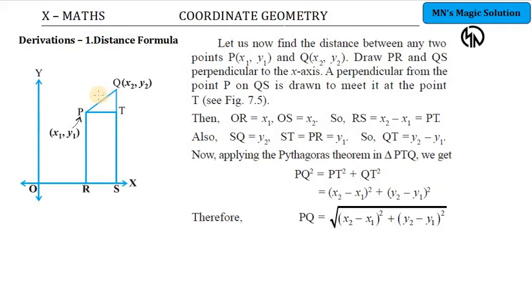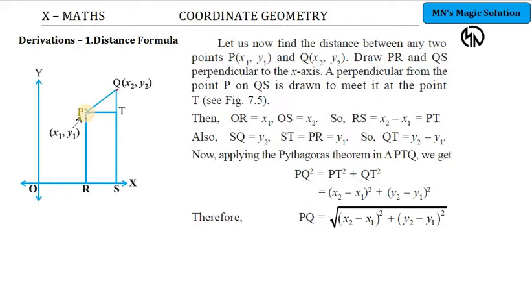Hi students, in this session we are going to learn about the derivation of the three formulas that we have come across in coordinate geometry. The first formula is the distance formula. So we are given two points P and Q. P's coordinates are x1, y1 and Q's coordinates are x2, y2, and we have to find the length of PQ. That is, we have to find the distance PQ.